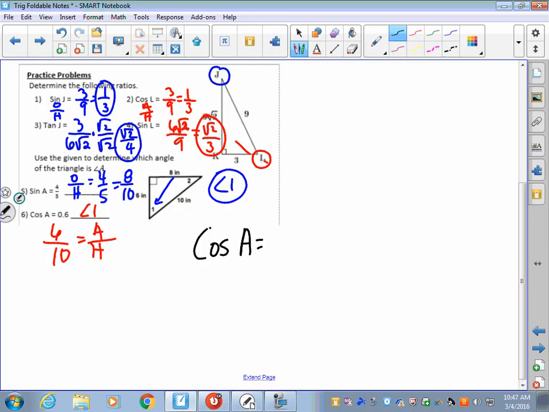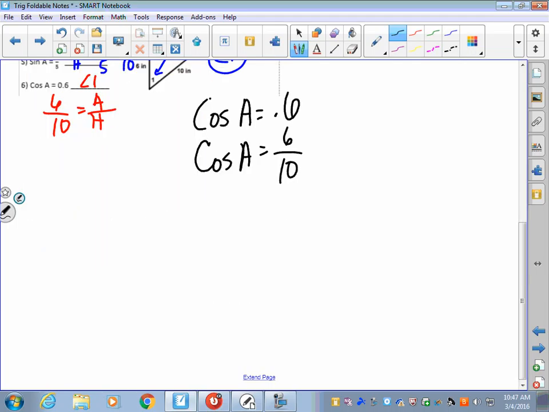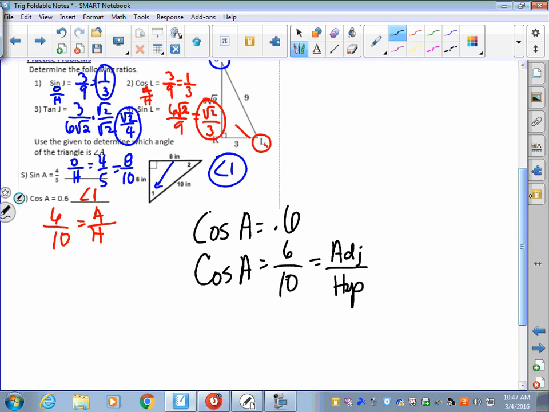Cosine of A equals 0.6. This is our ratio. I'm just going to change that to cosine of A equals 6/10. So basically what they're saying is my angle that I'm using gives me the ratio of 6/10. Cosine is always adjacent over hypotenuse. So that tells me the adjacent side is the 6 because that matches up, and the hypotenuse is the 10 because that matches up. If I look up here, there's my hypotenuse, there's the 10. 6 is the adjacent side, there's the 6. What angle is adjacent to 6? That would be 1. And that's how you get to your answer. You're working kind of backwards.